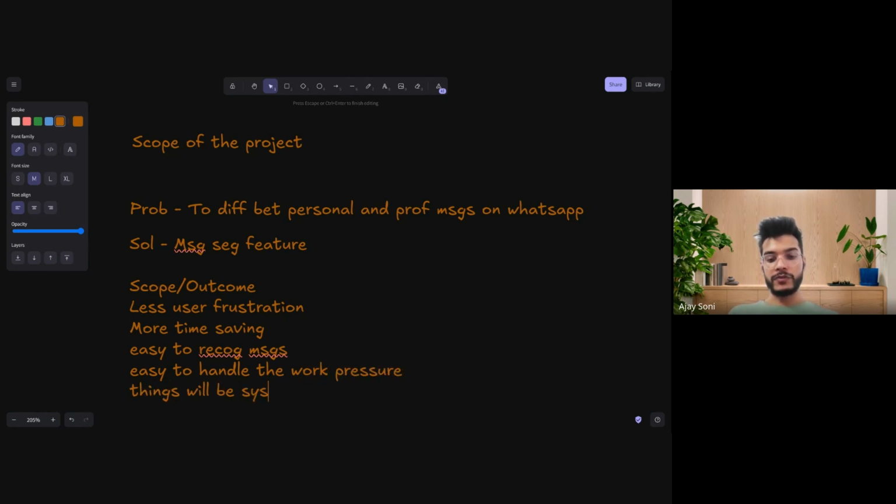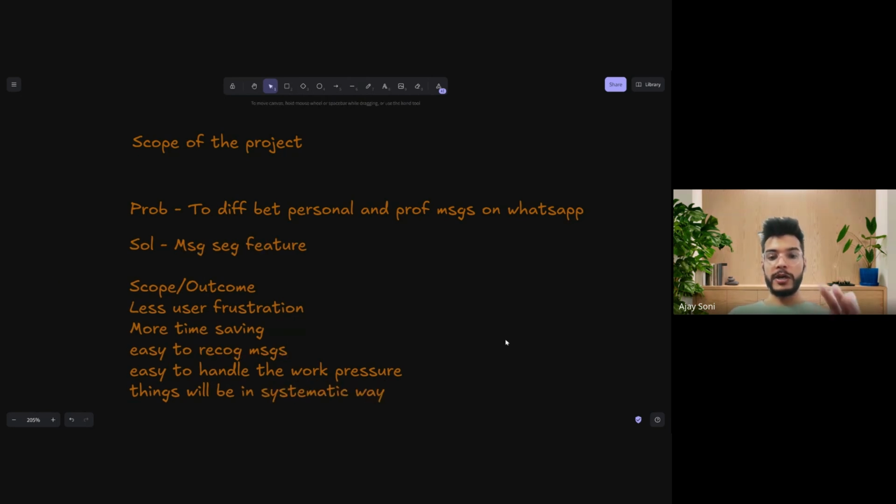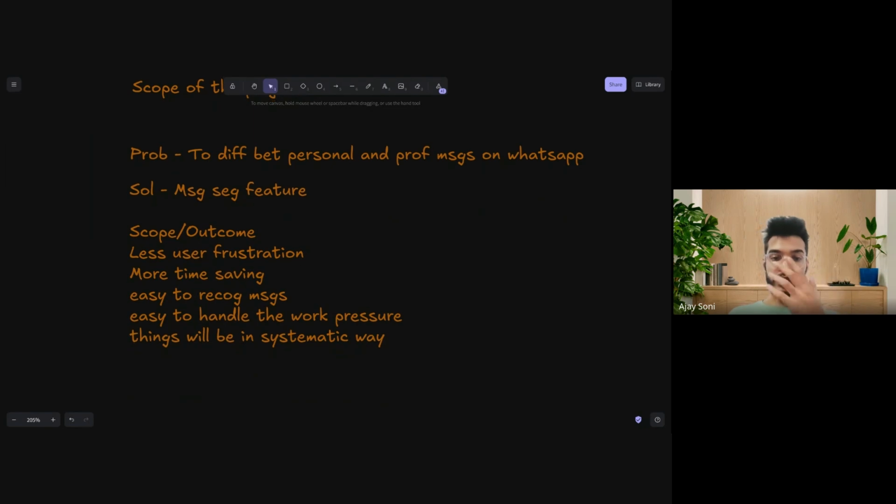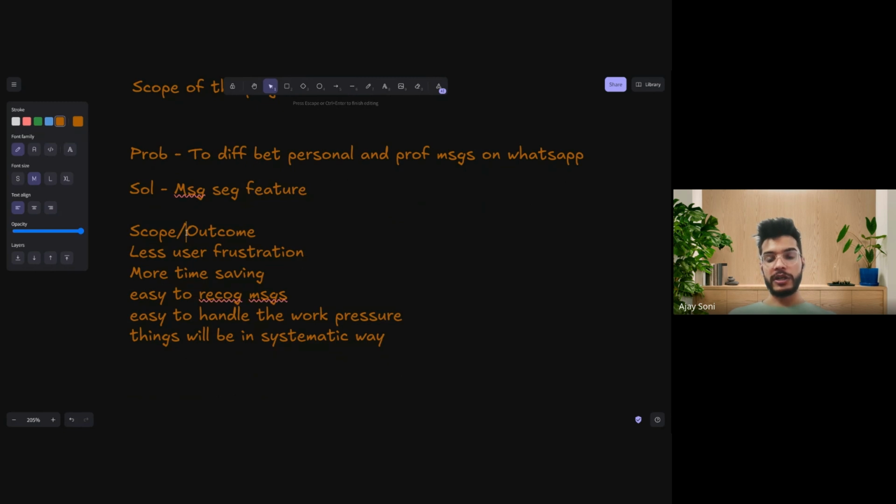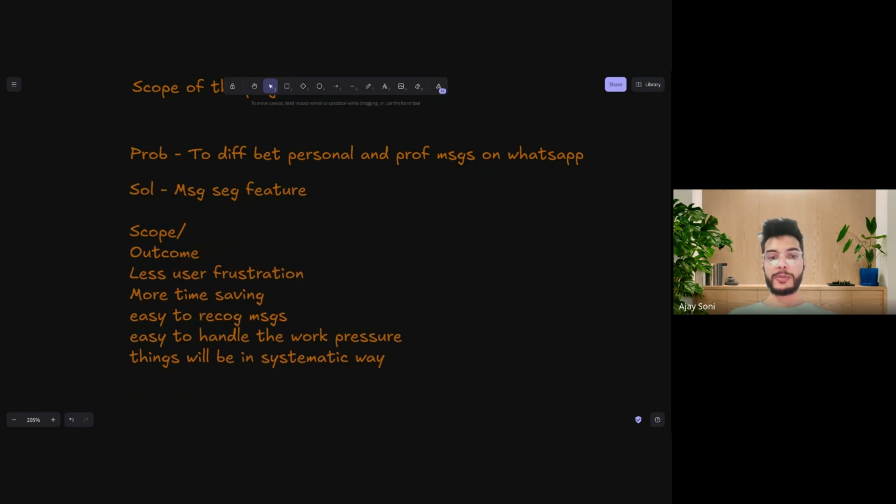Things will be in a systematic way, right? And a lot of things that we can do here. So kind of things that you can mention in this. These are some outcomes you can say, the outcomes that these things can have on people by using the product, right?